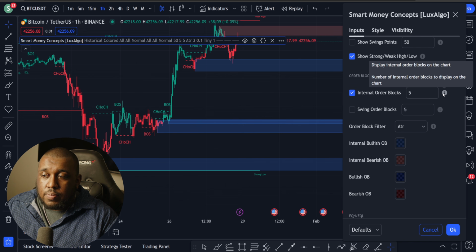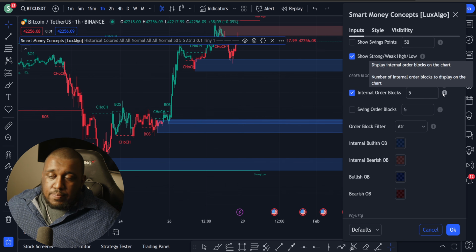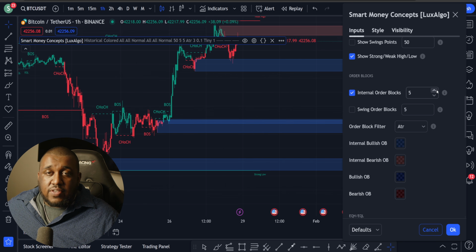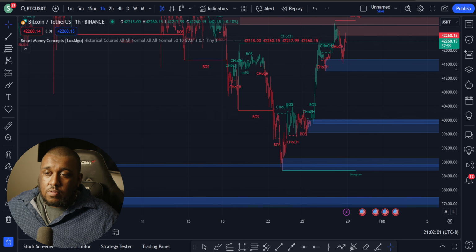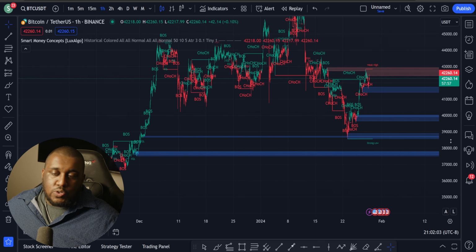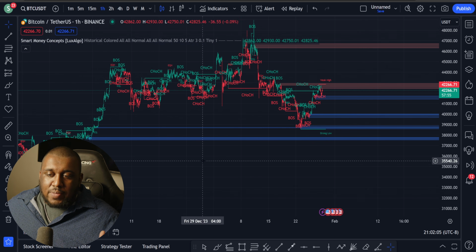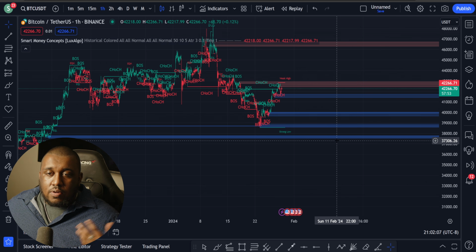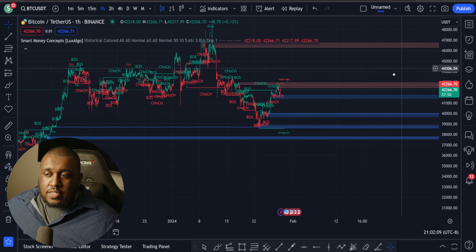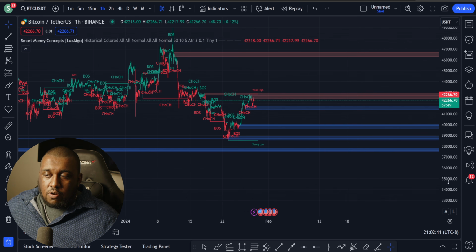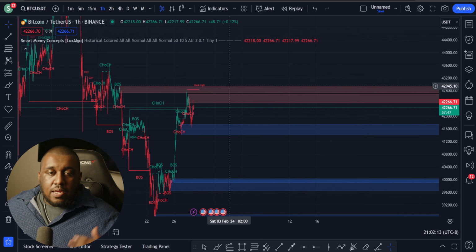Number of internal order blocks to display on the chart. Typically for me, I think anywhere between 5 and 10 is fine. If I show you 10, you're going to see a lot more lines pop up on this chart here. This is why I was zoomed out originally. It shows you all the ones from back over here. So you have a lot more levels of support and levels of resistance. You see all these red ones over here. There are a few that are kind of overlapped a little bit, but you can see them.